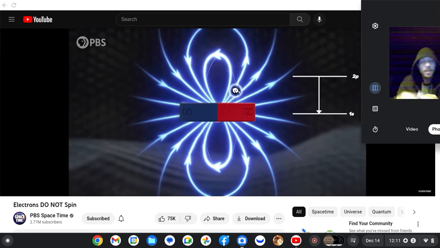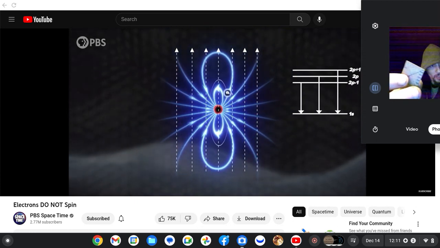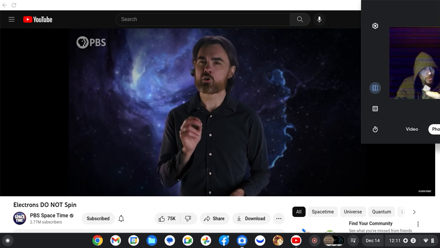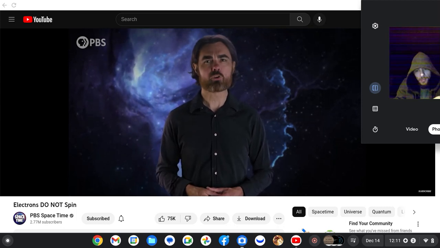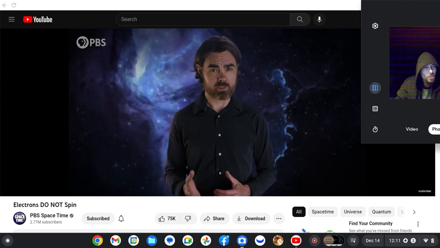The different alignments of that orbital magnetic field relative to the external field turn one energy level into three. Well, that sounds reasonable, but then came the anomalous Zeeman effect. In some cases, the magnetic field causes energy levels to split even further.